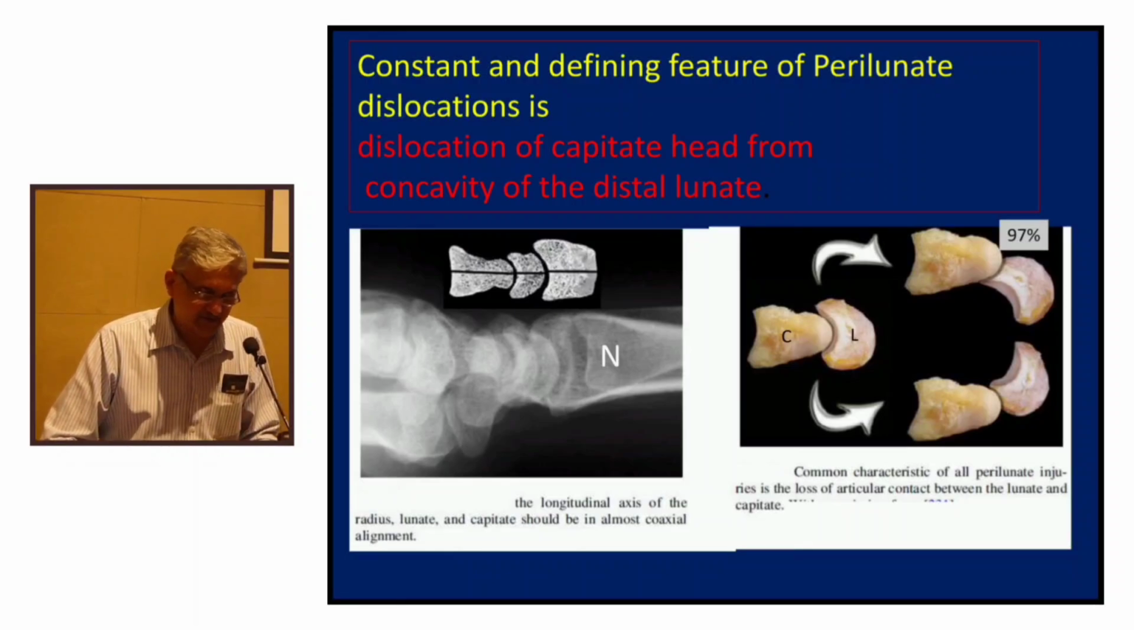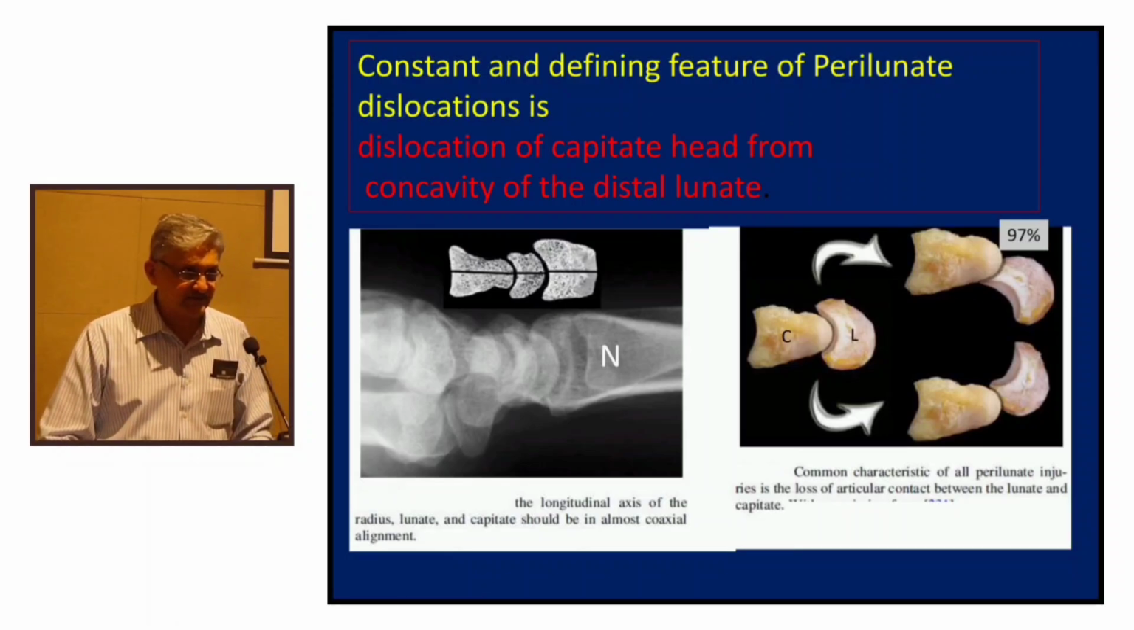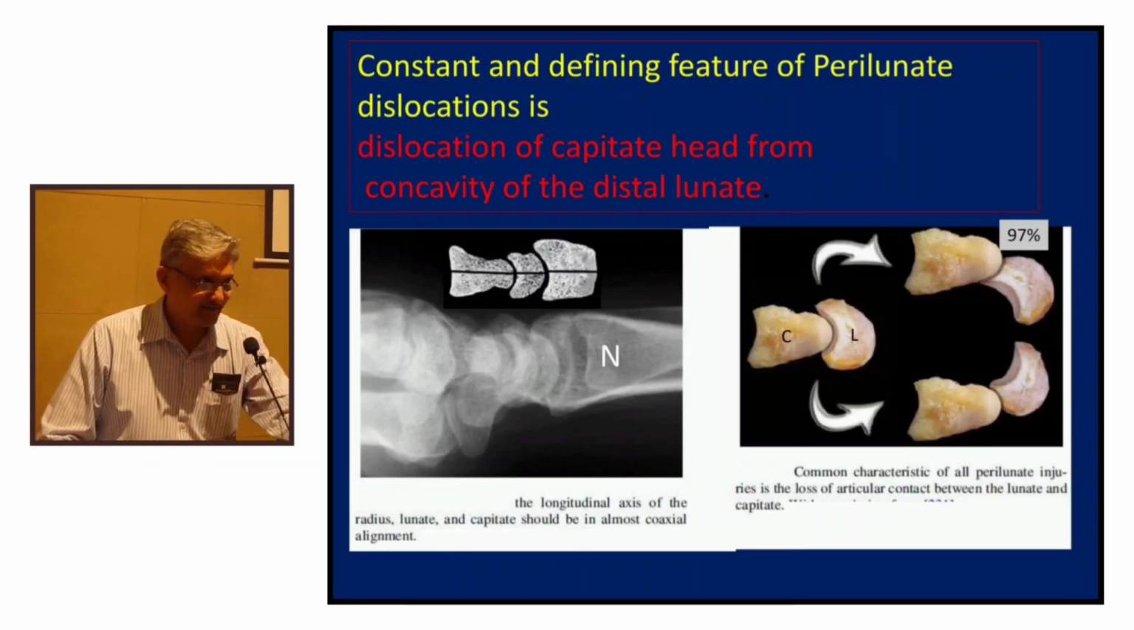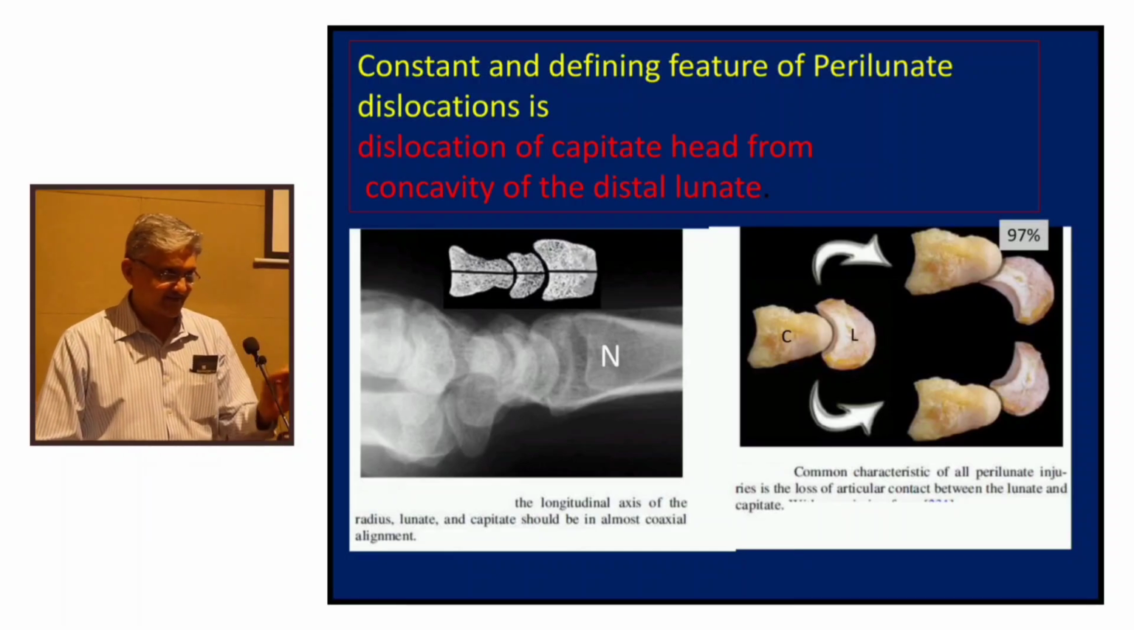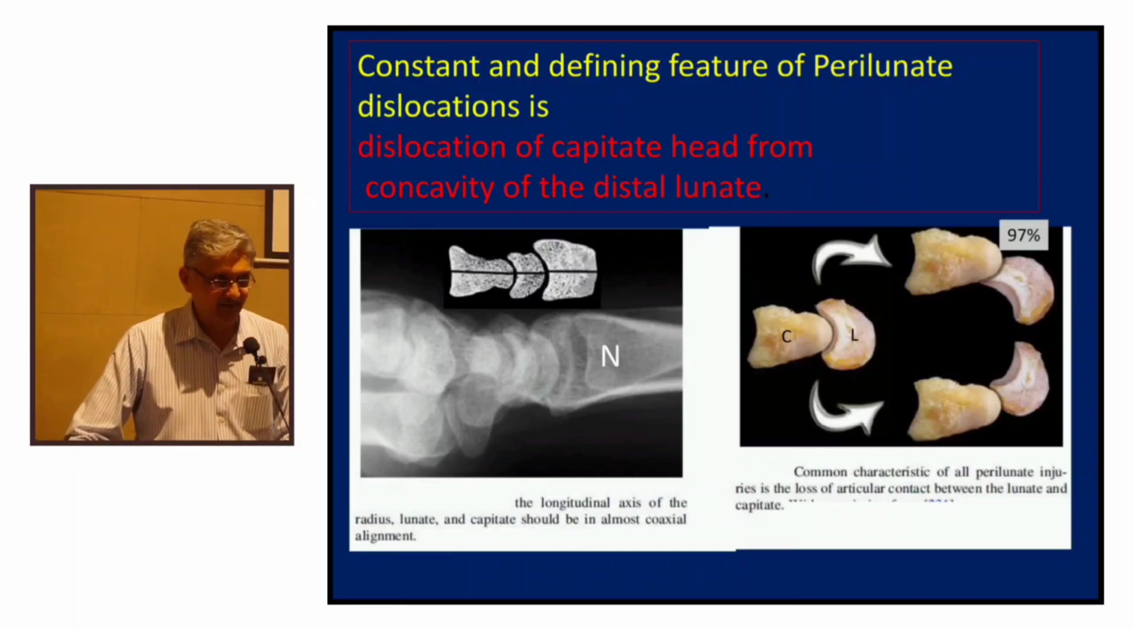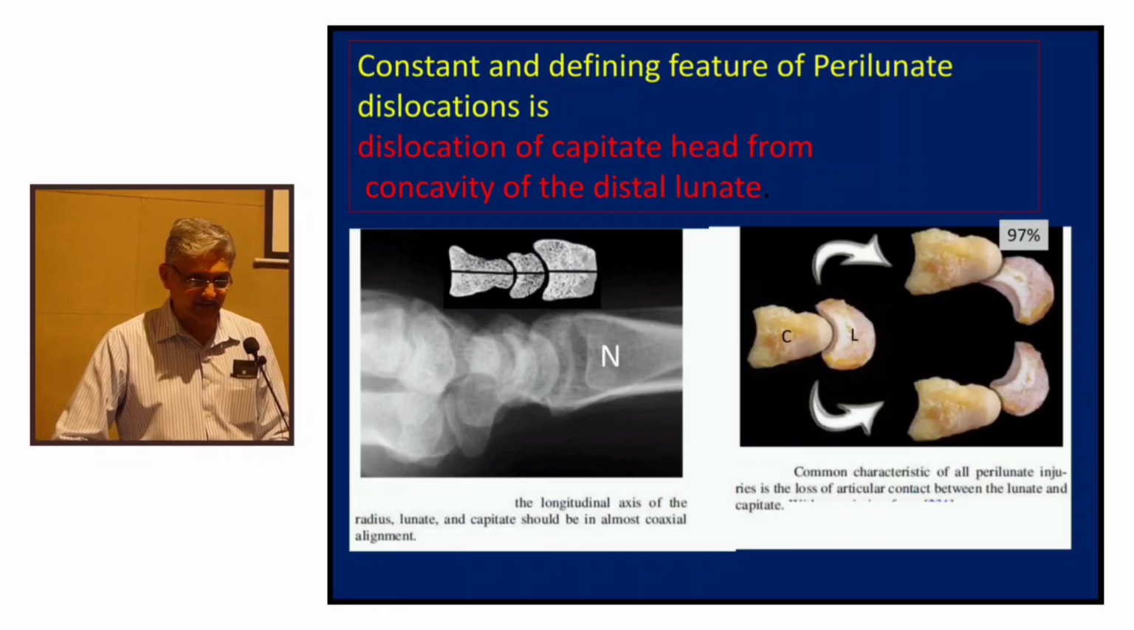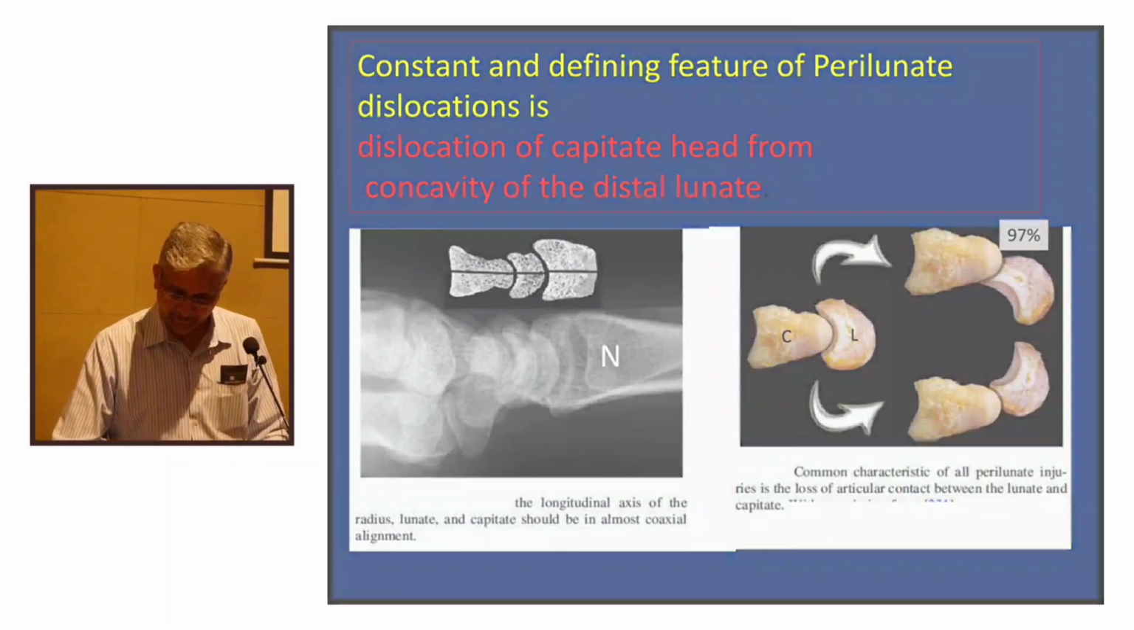So if it is displaced dorsally almost 97% of the time, that means if you make a cut dorsally, the first structure you will see is the head of the capitate. The first shining structure that you see is the capitate, and that will be the guidance, a beacon light for doing the rest of your surgery.